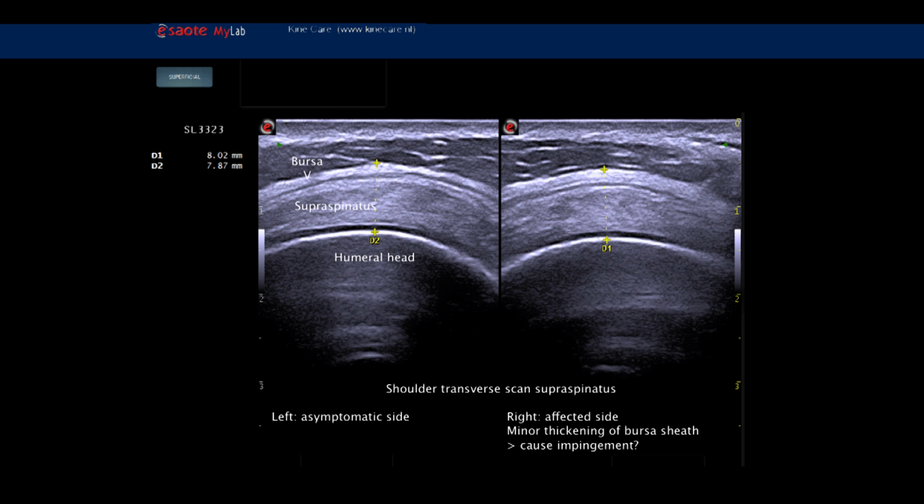Here you see the shoulder of a professional gymnast. After 3 months of training, a perfect supraspinatus quality can be seen on both sides. At the right side, a minor bursa sheet thickening can be seen. This results in a tiny friction with the acromion with active shoulder abduction. The patient was given advice and some exercises and we stopped treatment.